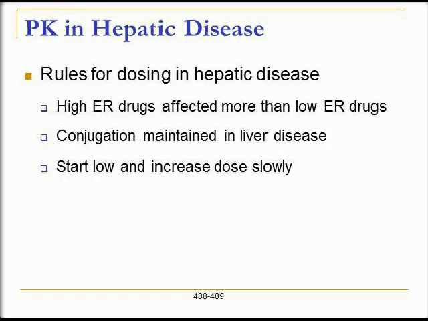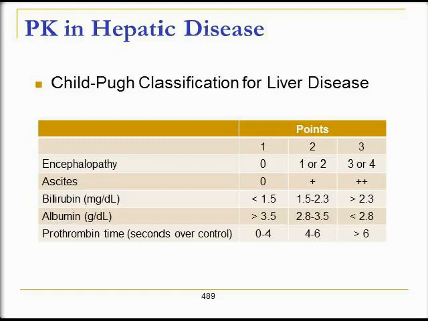And so generally when we're dosing drugs in hepatic disease, the recommendation is start low and then increase the dose slowly if you have a measure that you can utilize in order to see if you're giving the patient too much. Let's say you're giving them a narcotic. Well, you can start with lower doses, and then if they need more pain meds, you can go up from there.